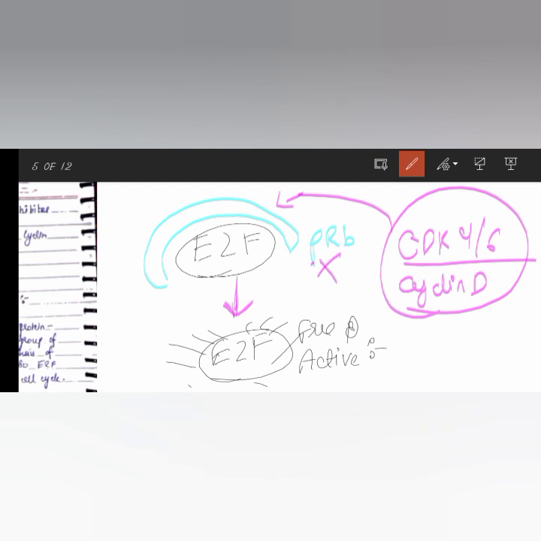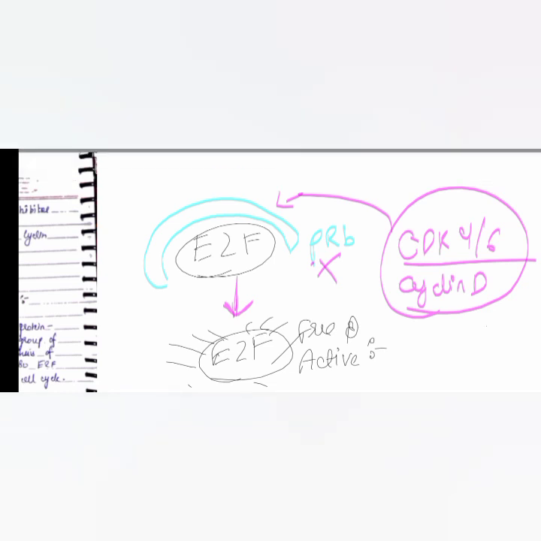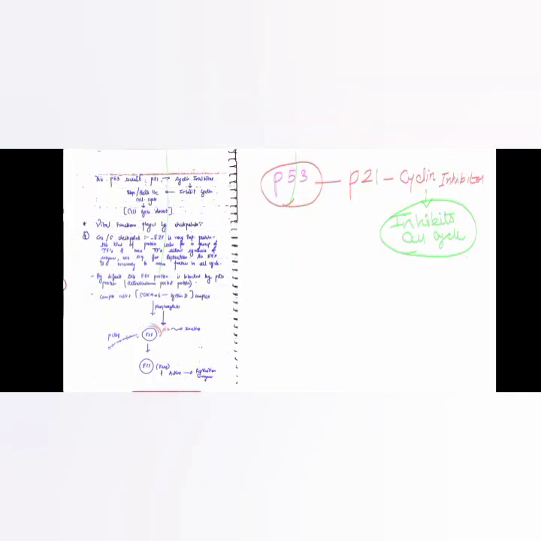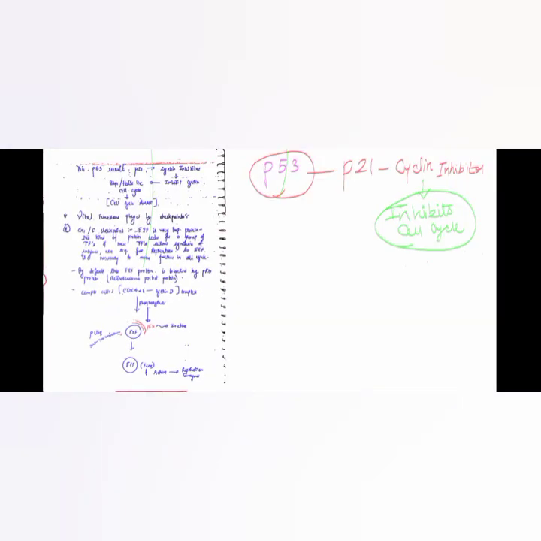So we will now talk about the spindle assembly checkpoint. Here you can easily see how it happened. After E2F becomes active, it produces replication enzymes, which are very necessary to move from G1 to S phase.